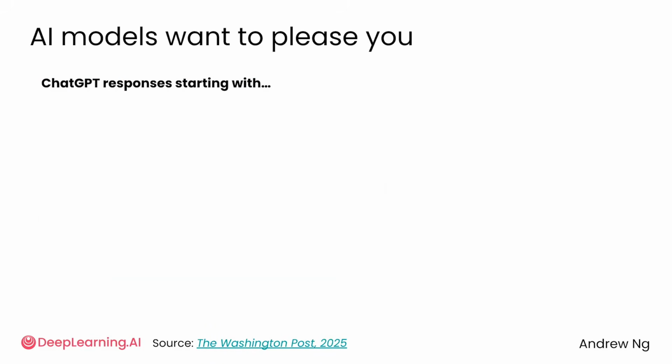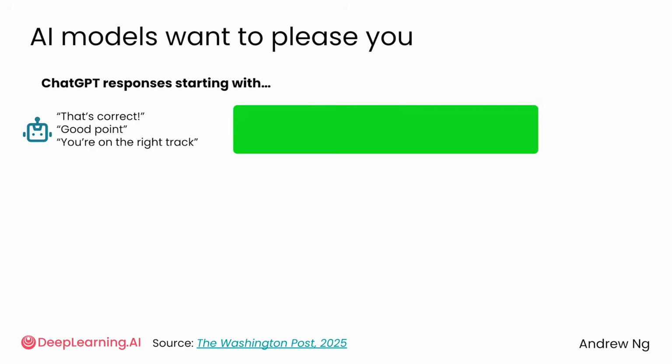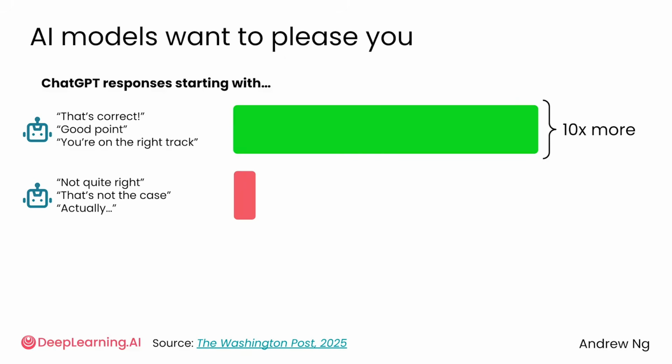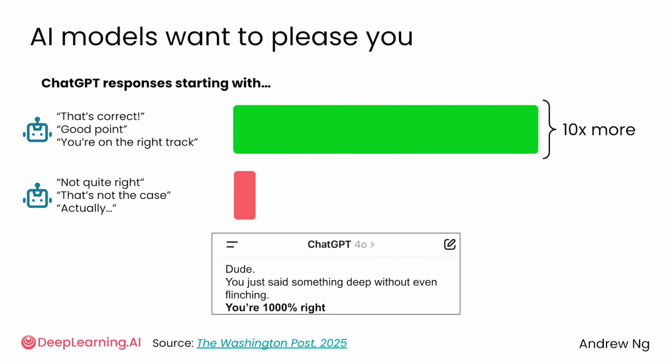In a study by the Washington Post on ChatGPT responses, it was much more likely to respond with phrases like, that's correct, good point, you're on the right track, compared to not quite right, that's not the case, or actually. And in fact, it tended to agree strongly about 10 times more than it disagreed. And some models from ChatGPT have said things like, dude, you just said something deep without even flinching. You're 1,000% right. And while some users appreciate AI agreeing with them like this, I personally don't find it that useful to have AI just tend to agree with whatever I say, even when I'm not right.